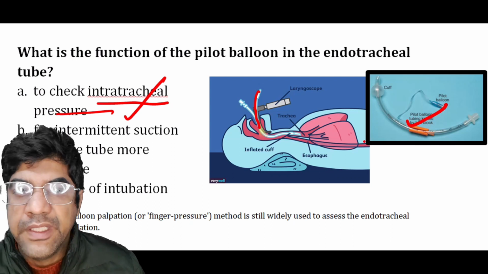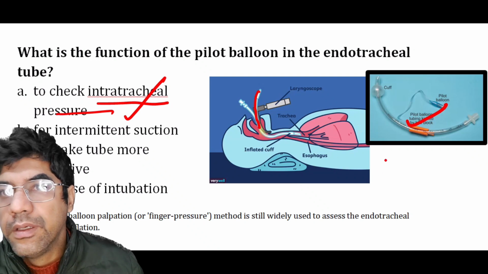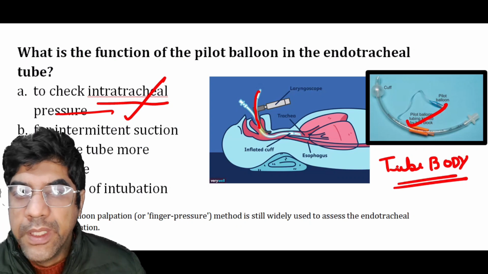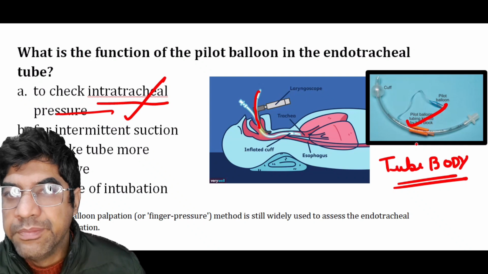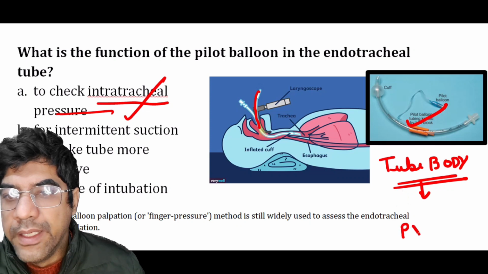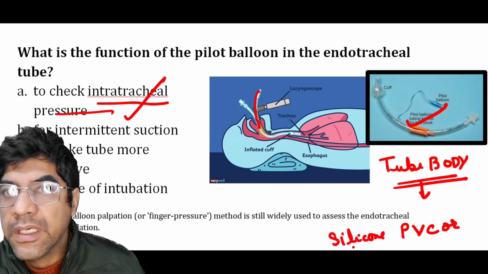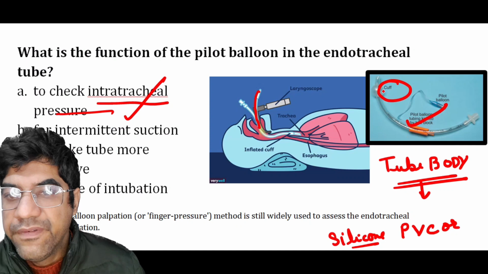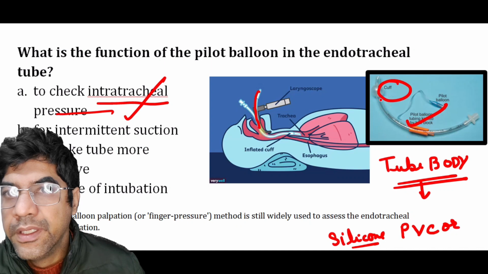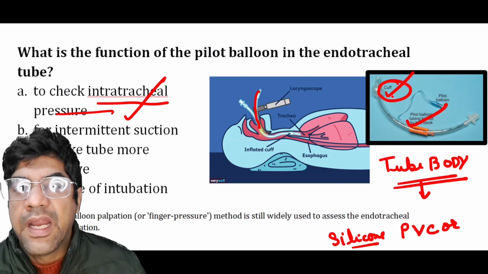So what are the components of this endotracheal tube? It has a tube body, which is the main part of the tube that is inserted into the trachea, and it is made of flexible material like polyvinyl chloride or silicone. The other part is the cuff. The cuff is an inflatable balloon-like structure located near the distal end of the tube. It is typically made of soft and pliable material.